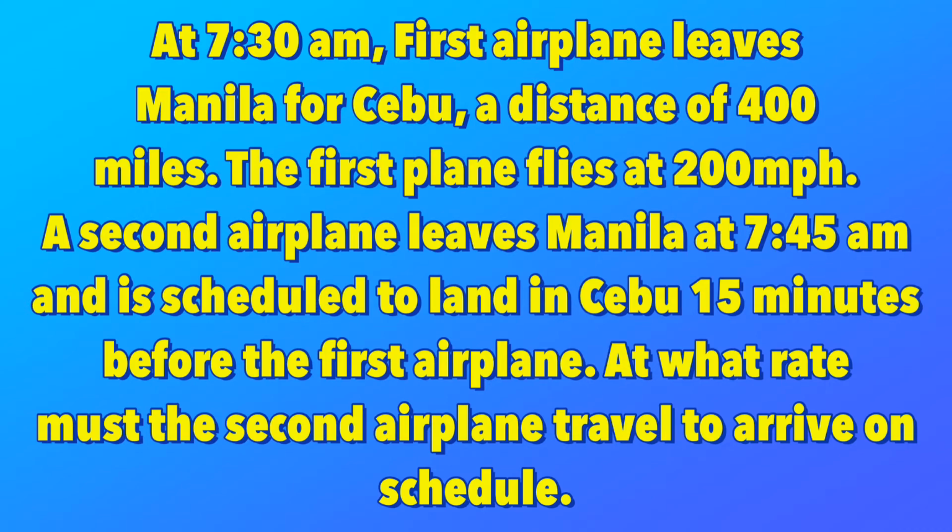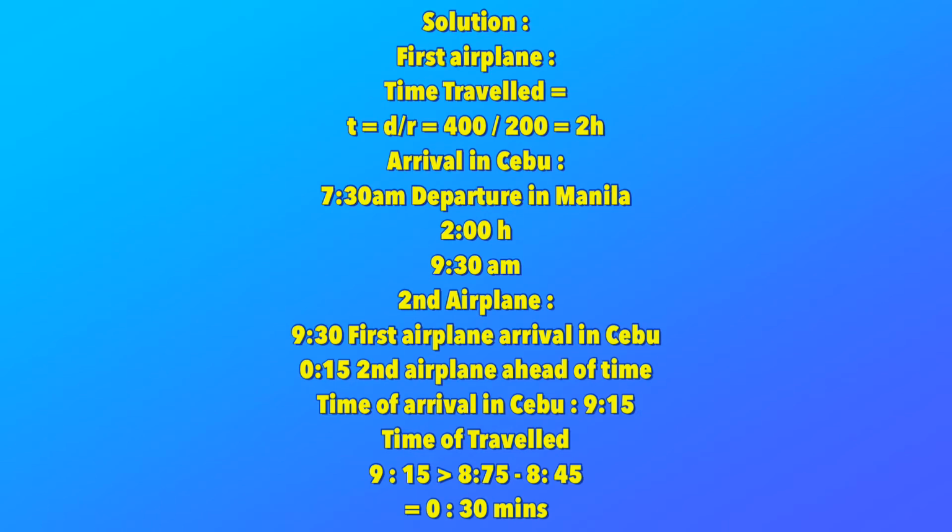So the problem is asking for the rate of the second airplane. So our solution: for the first airplane, we have to get the travel time. We will use the formula T equals D over R, and the distance covered by the first airplane is 400 miles, and the rate is 200 miles per hour. Then we divide it: 400 divided by 200 is 2 hours. Okay, 2 hours is the travel time of the first airplane.